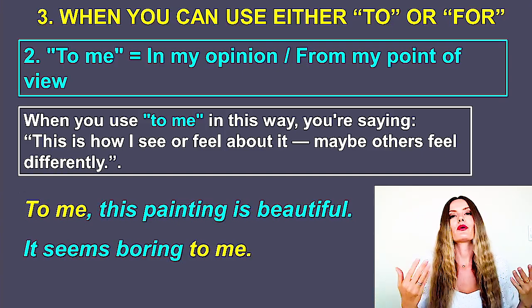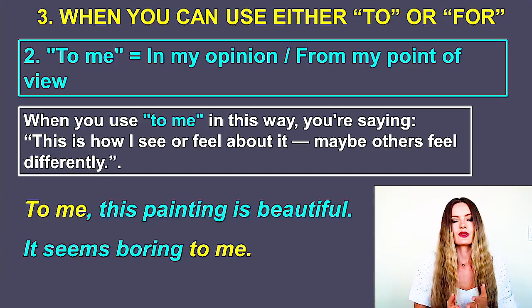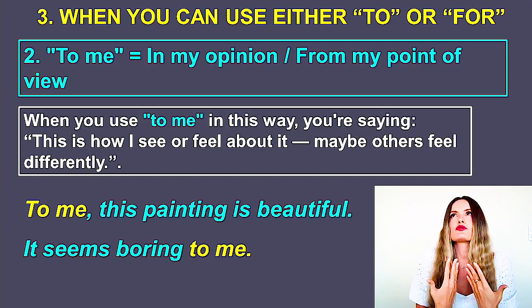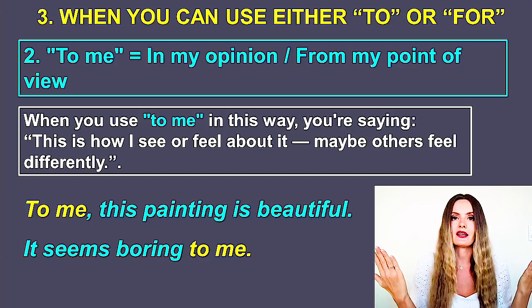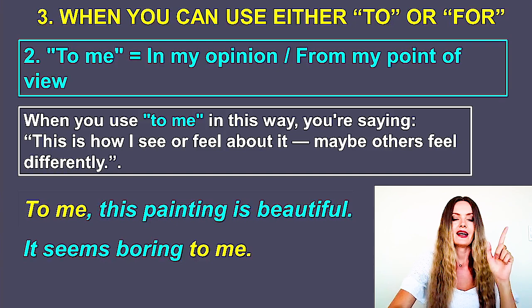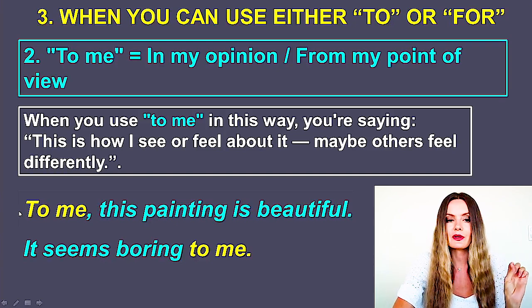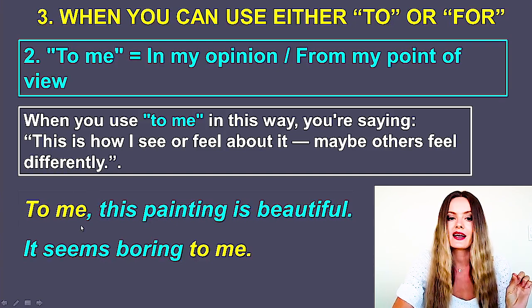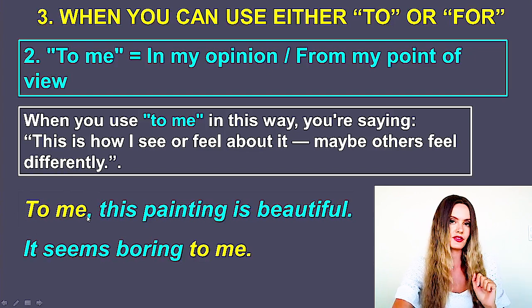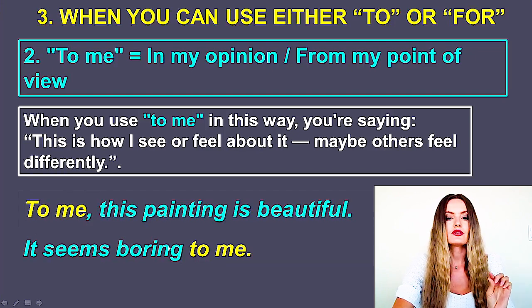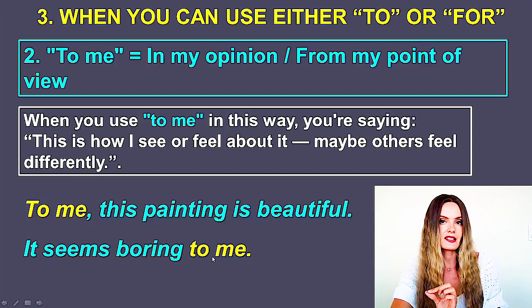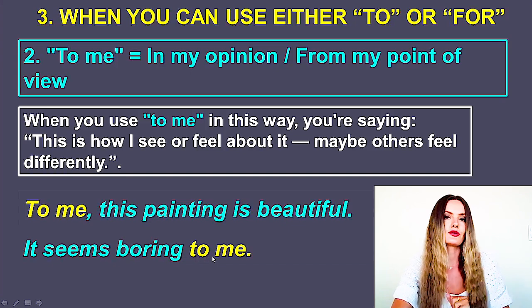It seems boring to me. So this is how I feel it. It seems boring to me. This is my opinion. All right. As you can see, we can use "to me" at the beginning of the sentence. Then we should use a comma after it. Also, we can use "to me" at the end of the sentence. Then you don't need to use a comma.